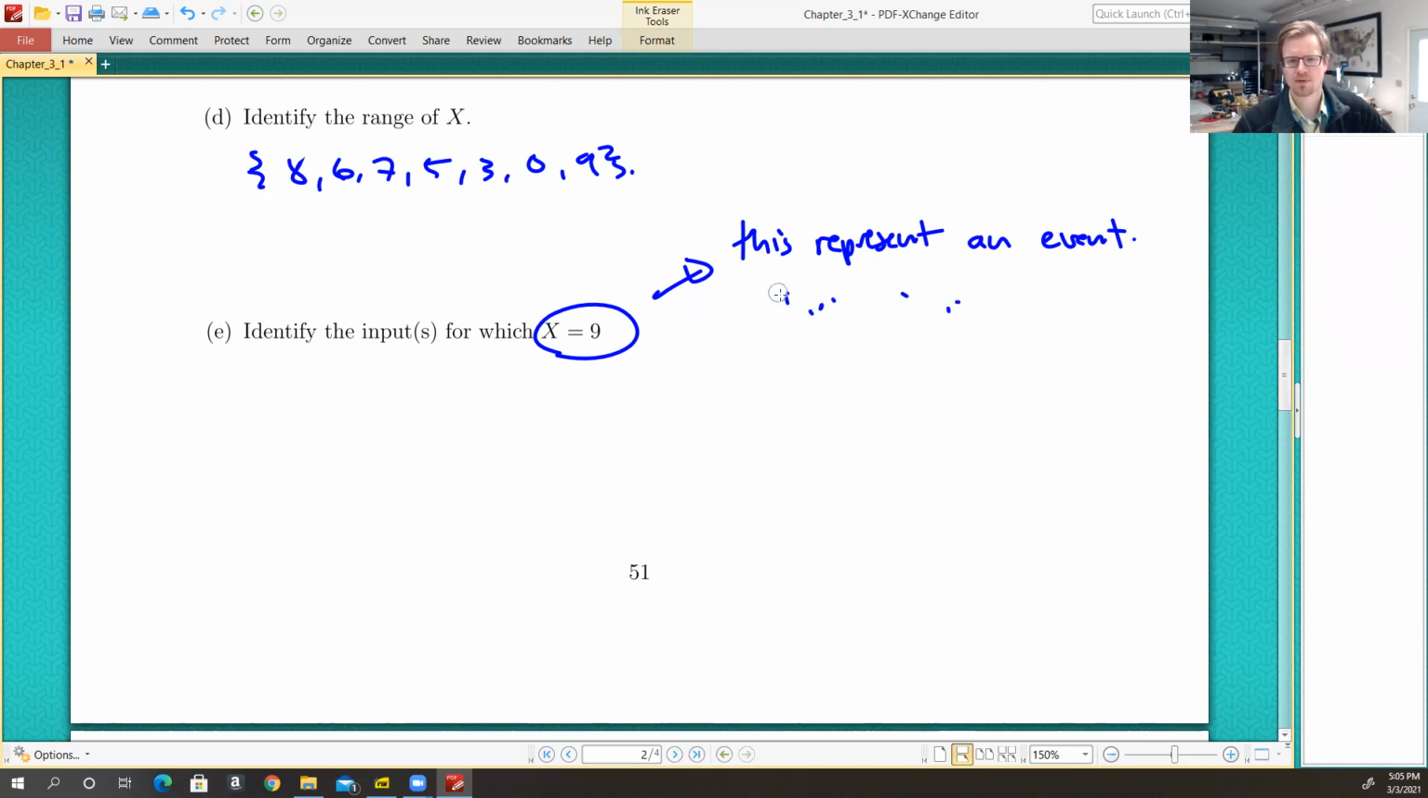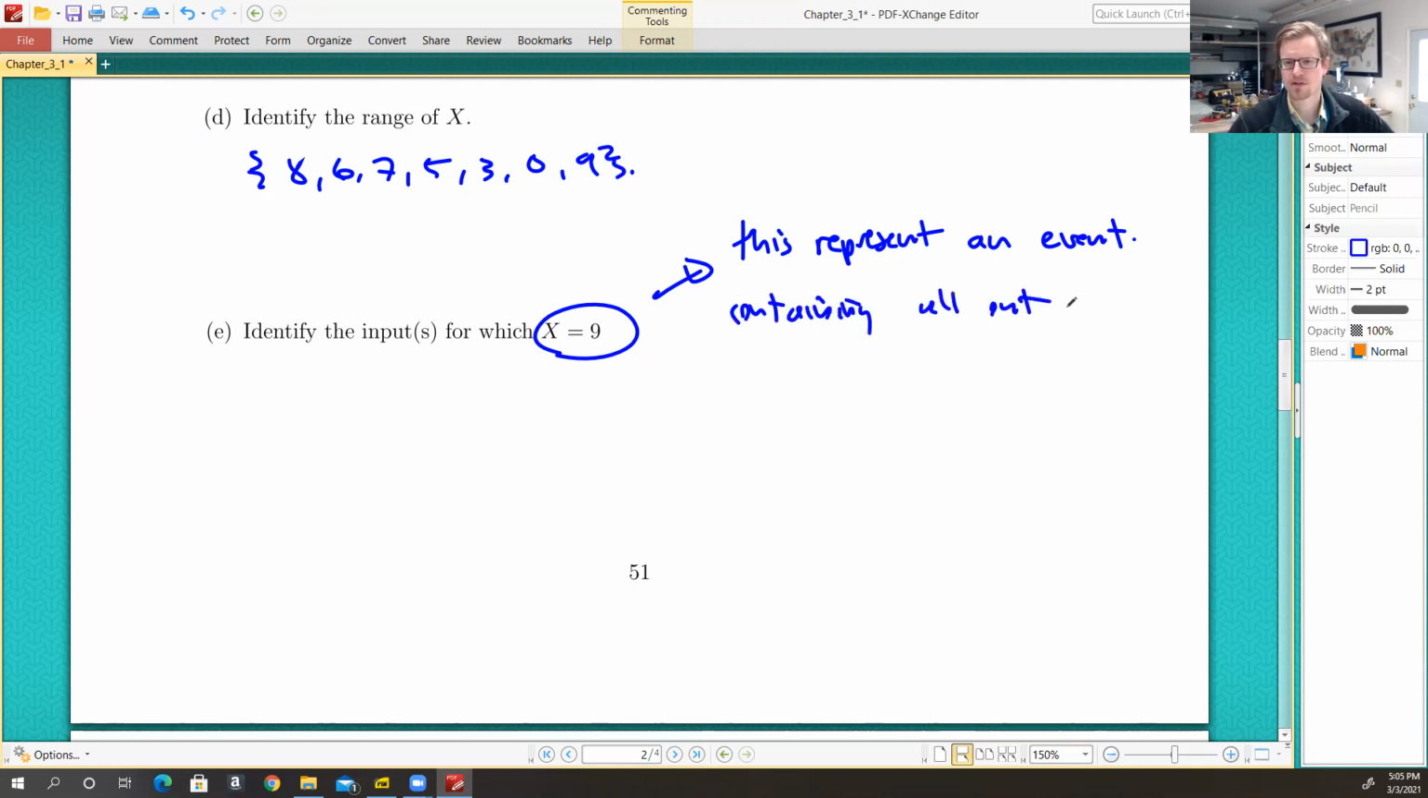You don't need to know this notation, so I'm going to get rid of it, because it's not what you need to be familiar with. What you need to be familiar with is that this represents the event, and that event is the event containing all outcomes in the sample space for which x is in fact equal to 9, right? The random variable is equal to 9.